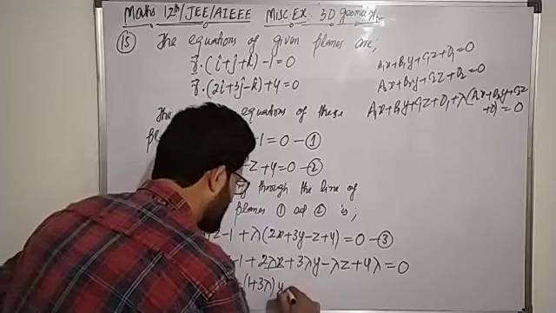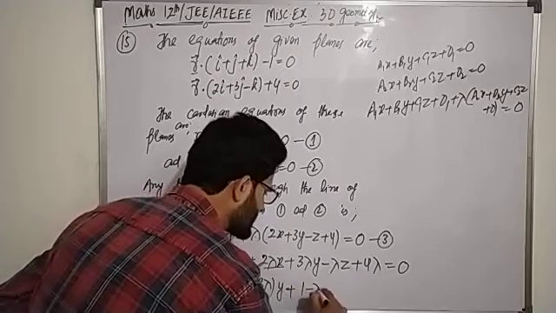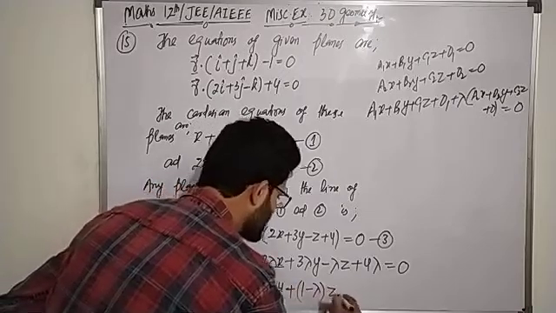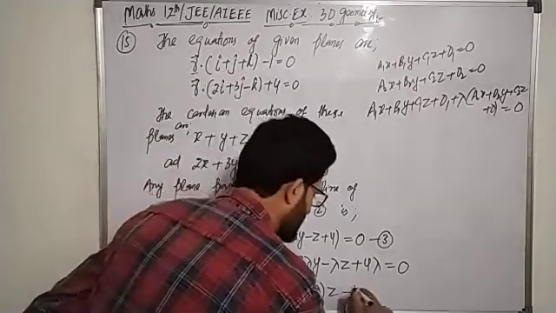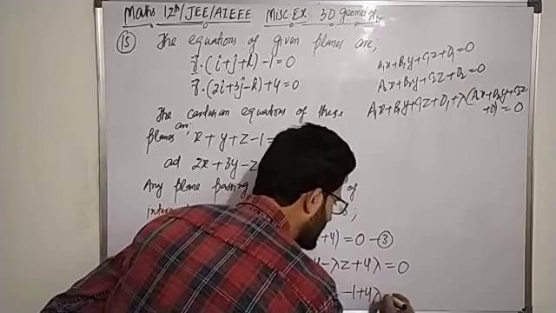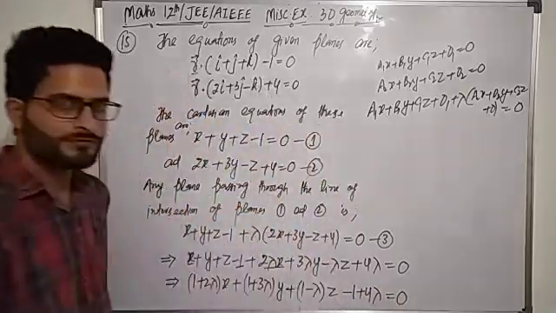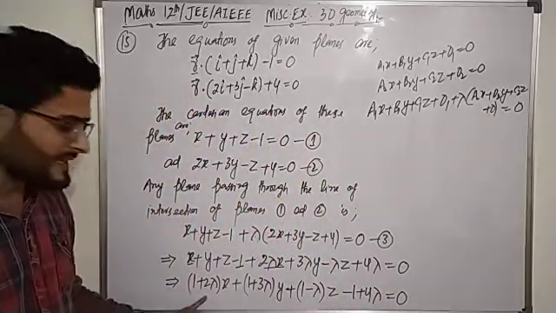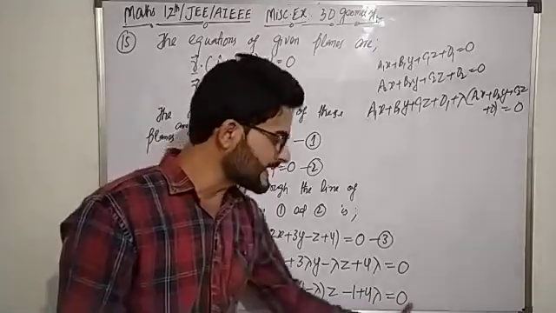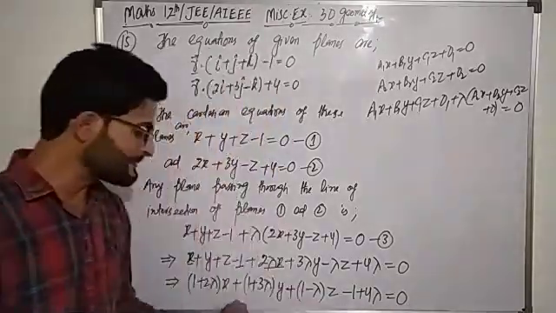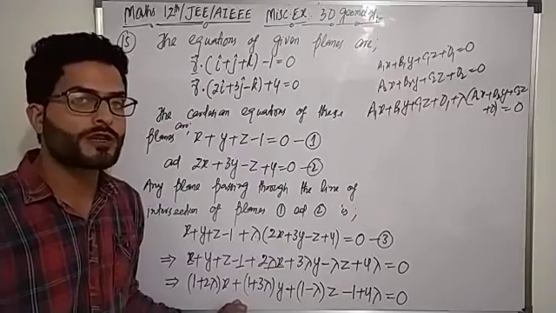z और z को कॉमन लेके आओ तो बचेगा (1 minus lambda) into z. और कांस्टेंट यहाँ पे -1 और यहाँ पे +4 lambda. So -1 plus 4 lambda is equal to 0. So this plane is of the form ax plus by plus cz plus d is equal to 0. So हम इस प्लेन के एटीट्यूड नंबर्स निकाल सकते हैं.